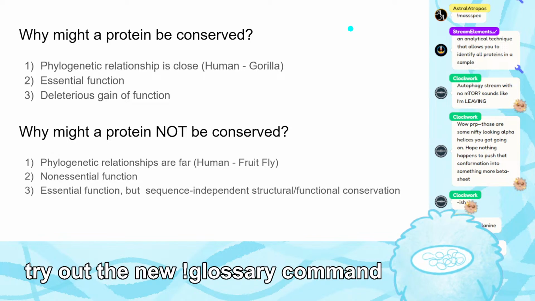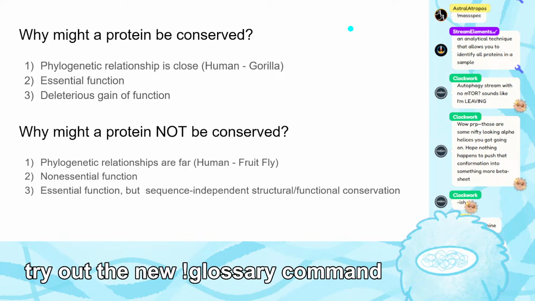A protein might not be conserved if it has a non-essential function, right? So if mutating a protein doesn't break the organism, natural selection has a lot more room to play with that protein. And so that might be a reason why a protein is not conserved.